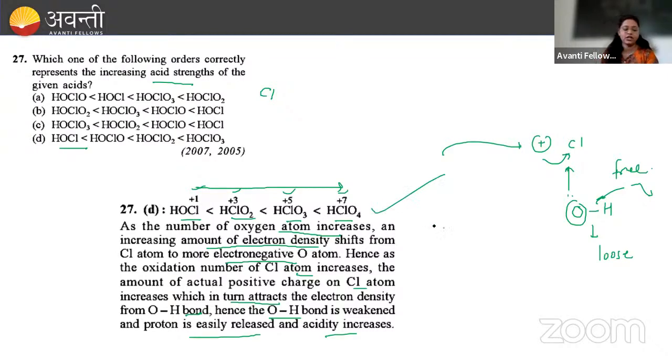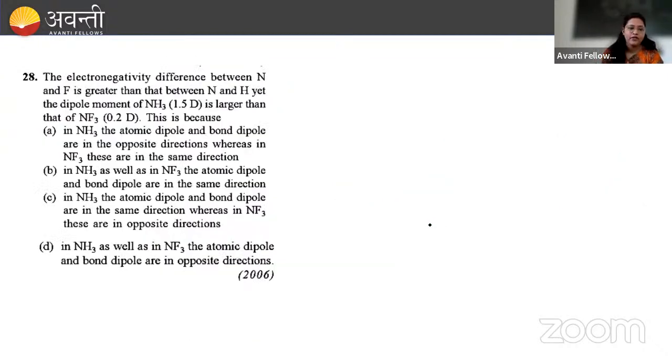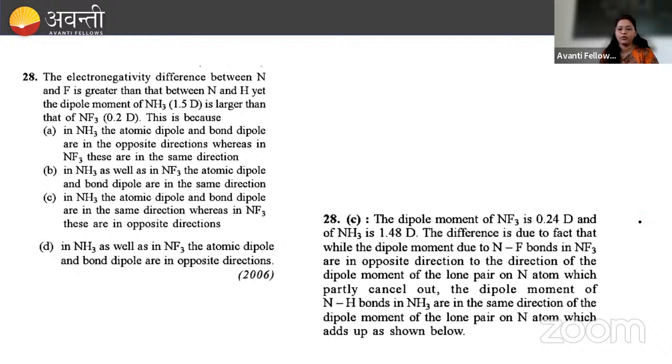Yes. Next problem: the electronegativity difference between nitrogen and fluorine is greater than that between nitrogen and hydrogen. Yet the dipole moment of NH3 is larger than that of NF3. Why is this happening? So this is because of which case? So you know, the dipole moment of NF3 is what? 0.24 D.